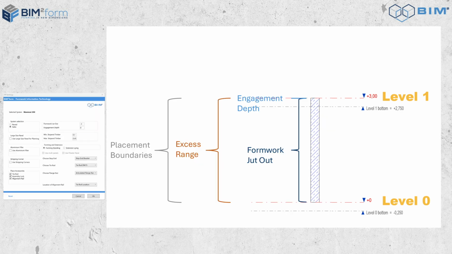Now, let's take a closer look at another scenario. Here, formwork jutout is set to -3 meters, meaning the formwork starts 3 meters below the top edge of the wall. Meanwhile, the engagement depth is set to 0 meters. This range, from -3 meters to 0 meters, is where BIMterform calculates configurations.